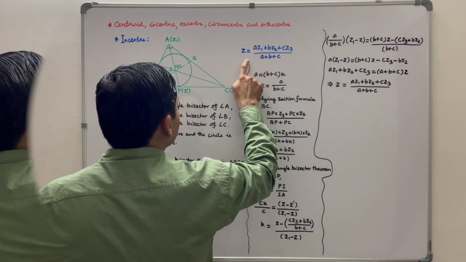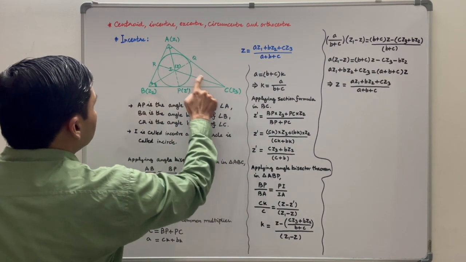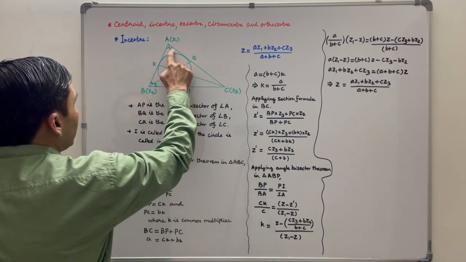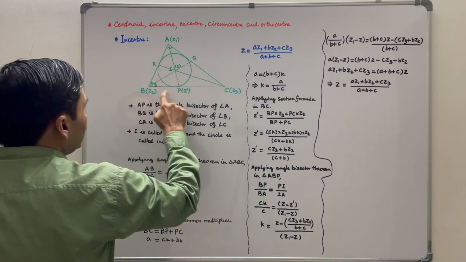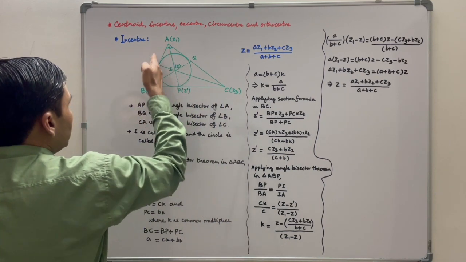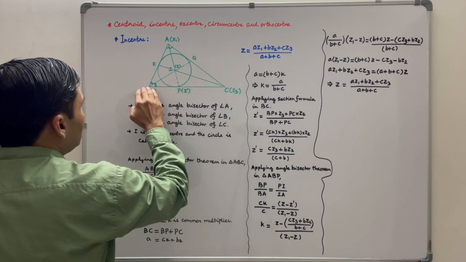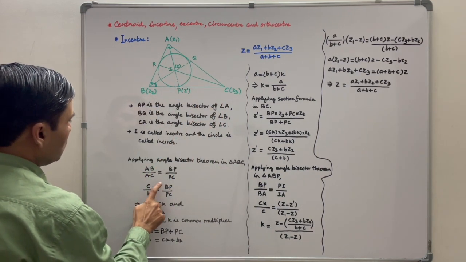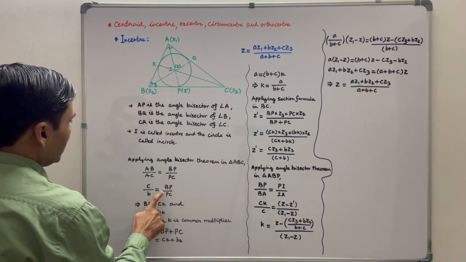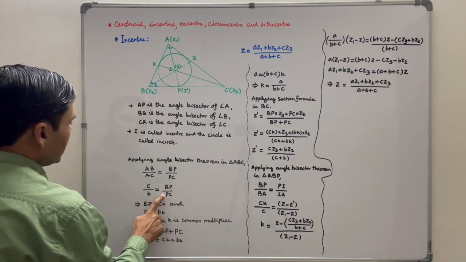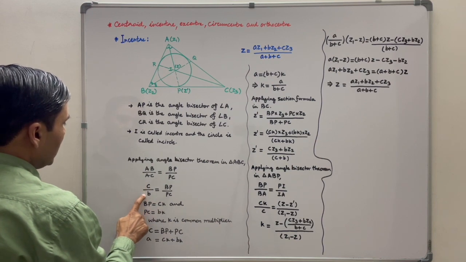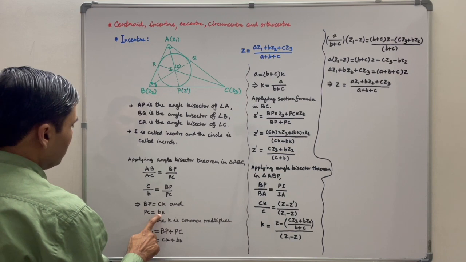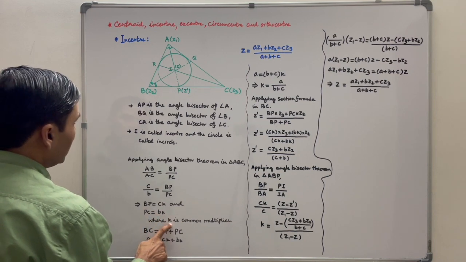Let us prove it. In triangle ABC, AP is the angle bisector of angle A. So we can apply the angle bisector theorem in triangle ABC and say that AB upon AC is equal to BP upon PC, or c by b is equal to BP by PC. So BP and PC are in the ratio c is to b. Let us say BP is equal to ck and PC is equal to bk, where k is a common multiplier.